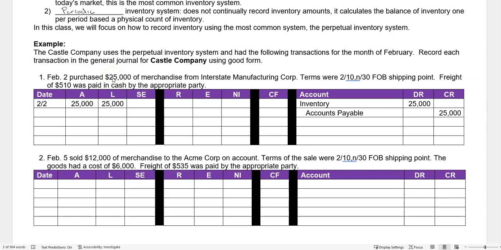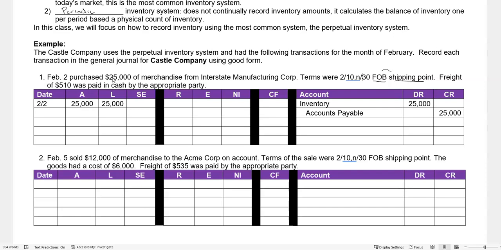So there's a couple of different things. One, FOB simply stands for free on board. Free on board shipping point indicates when the title transfers. So here, title transfers at the shipping point. So in other words, as soon as it ships, the buyer owns the goods. So I am the buyer here.